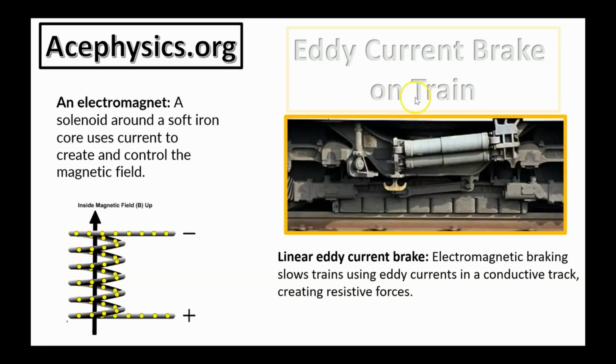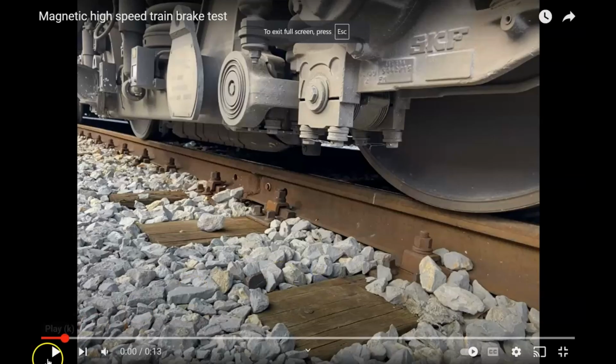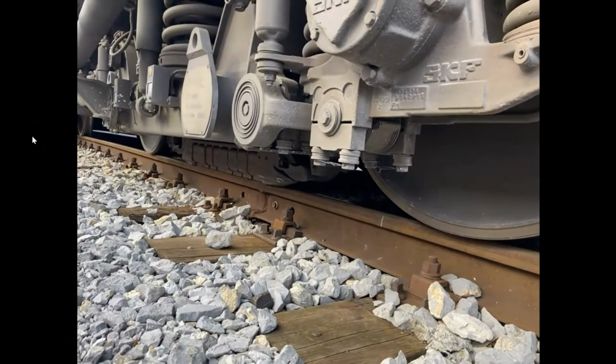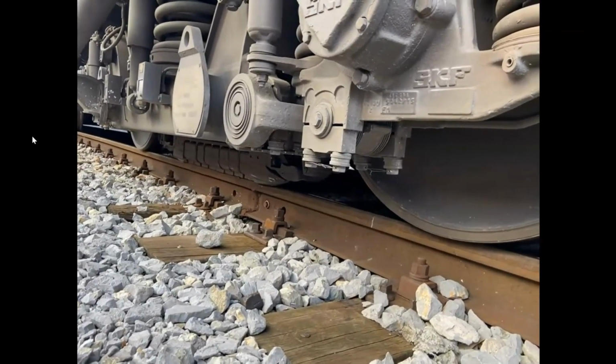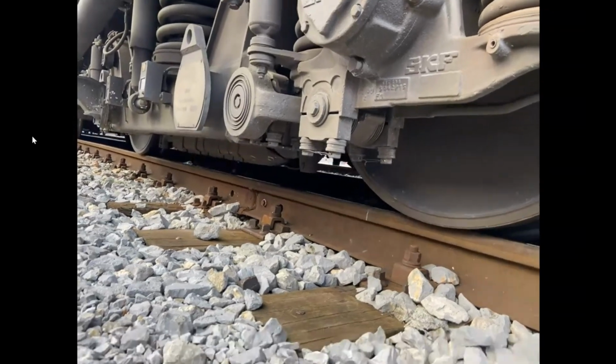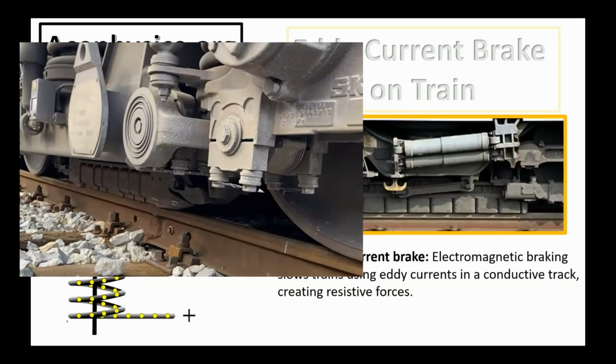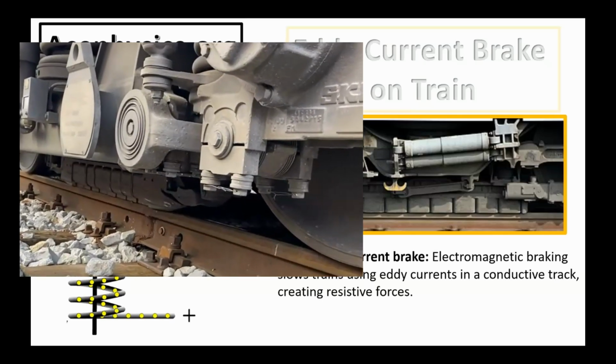This picture is an example of a linear eddy current braking system on a locomotive. Trains use large electromagnets that are deployed near the tracks and energized with current when braking is needed. This system activates when the operator applies the brakes, generating resistive forces to slow the train down.